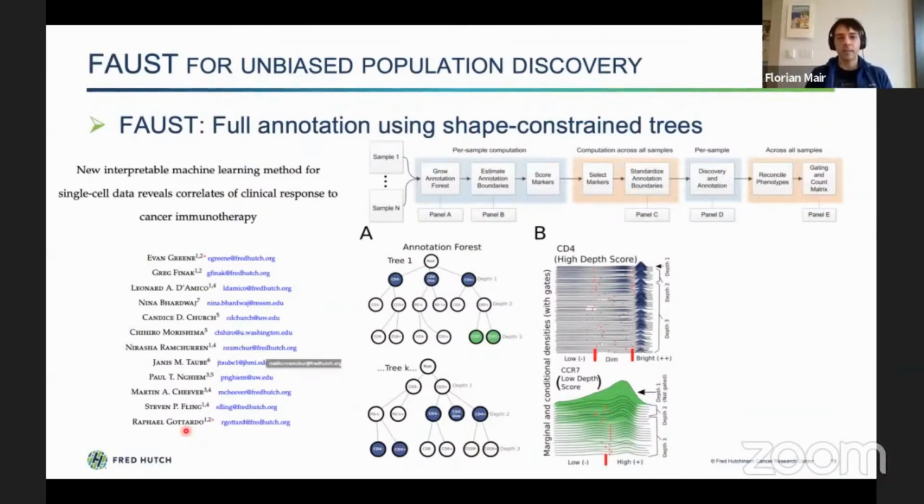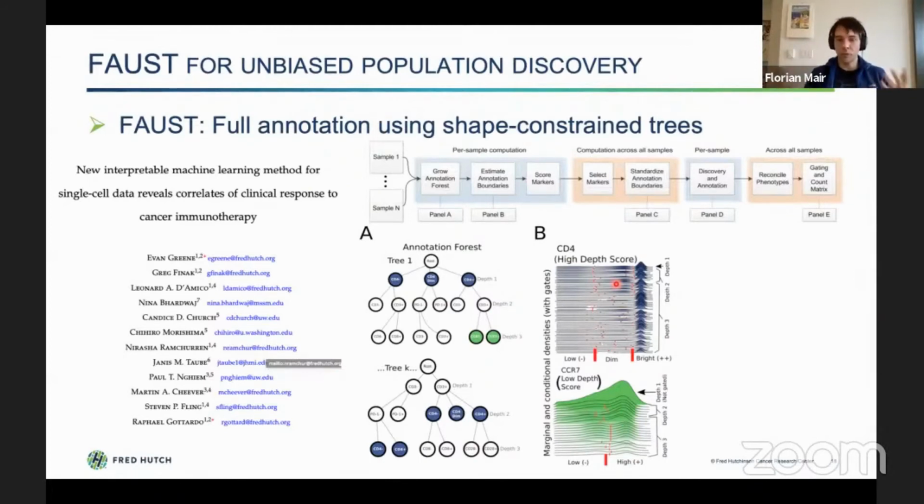In a sense, it's somewhat similar to other tools that have been described here. What it does is take your sample and grow a random forest of gating trees, basically all the different gating trees that you can think about, and it does so by automatically setting boundaries within your samples based on the density distribution of your data. There are some modifications that you can do to it. And what it does in the end, and that's what was interesting to us, is that you can use a statistical model to take two conditions.